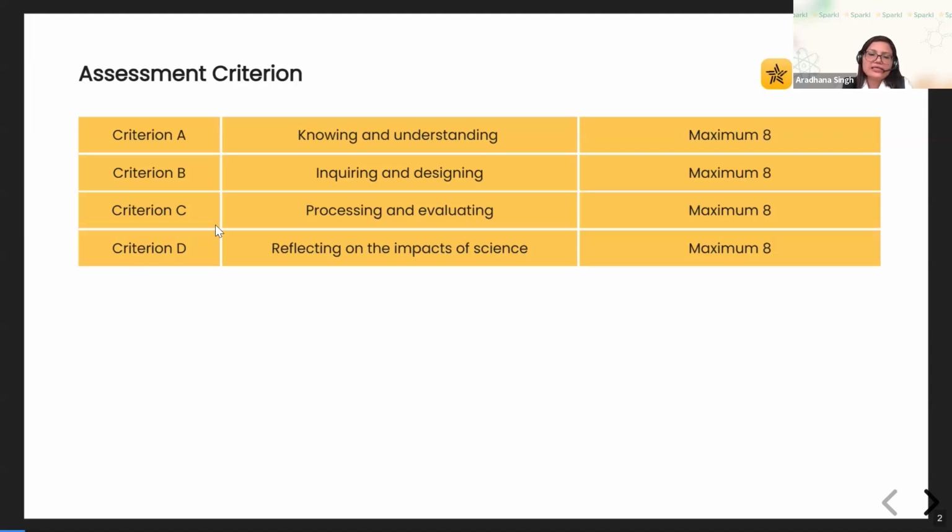In criteria C, what type of question are we going to get? It will be related to processing of the data and evaluation of the data. To process the data, we need to first get the data. And how will we get the data? By experimentation. You do not need to conduct an actual experiment. Some sort of data will be provided to you in the question, and you have to process that data.